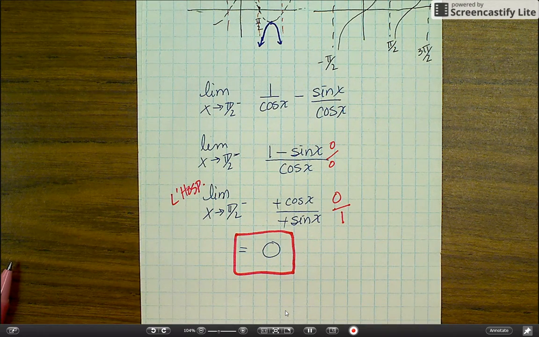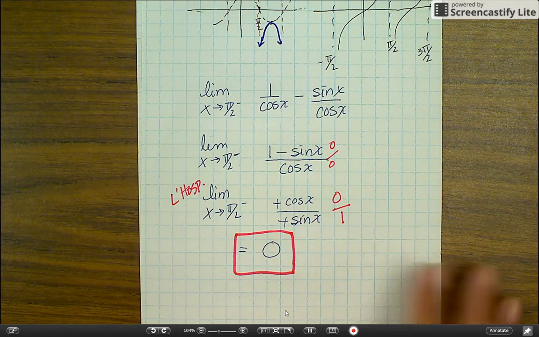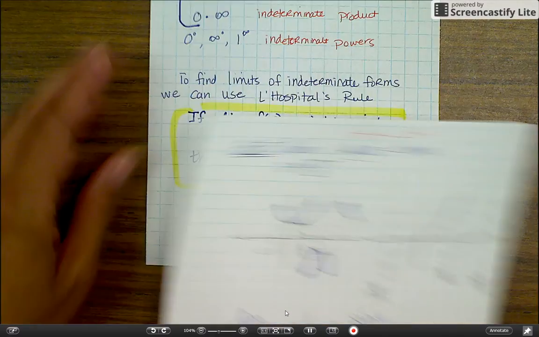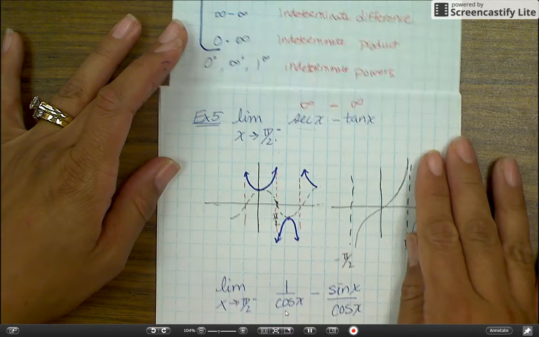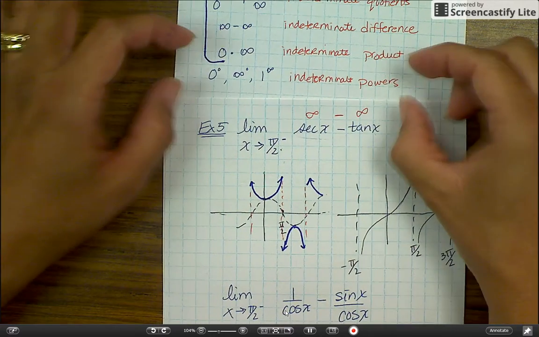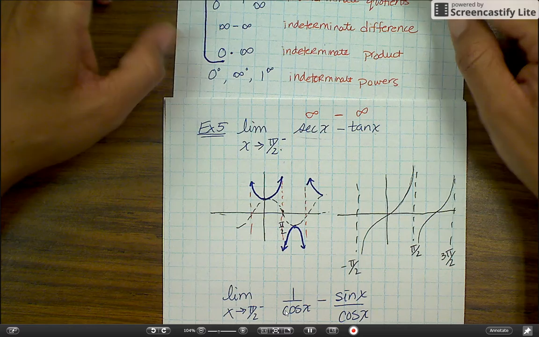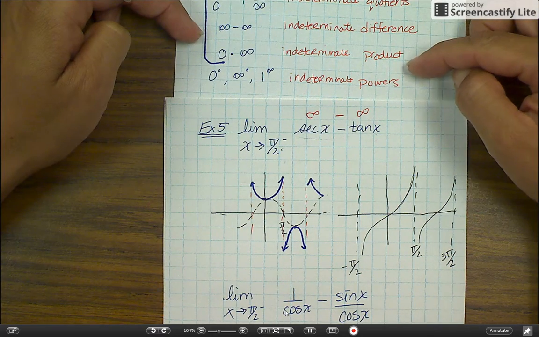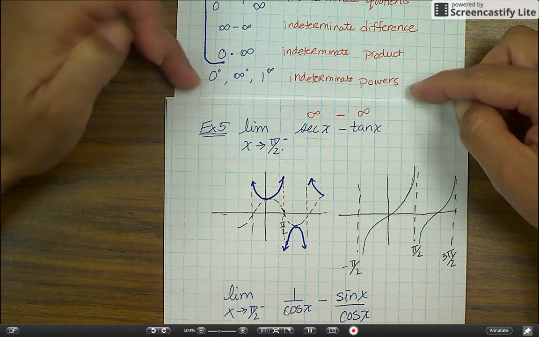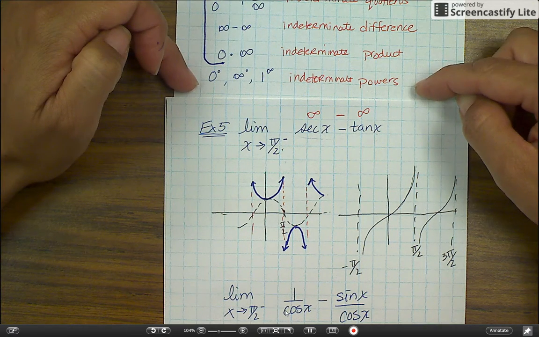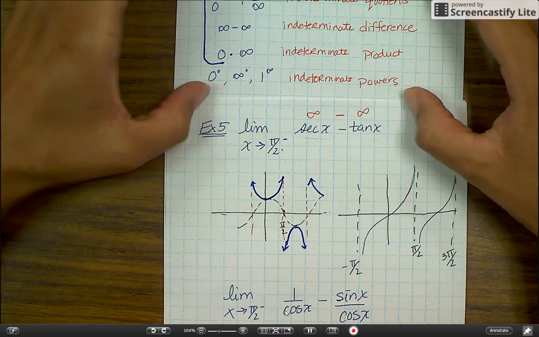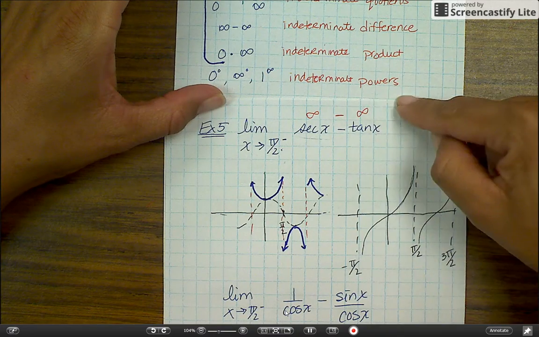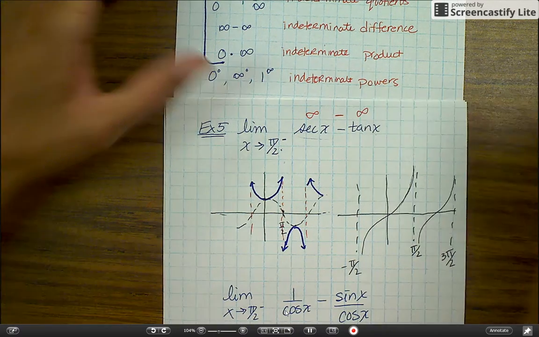Okay. Now, there is another situation that we have, which are indeterminate powers. So AB only needs to know these ones, quotients, difference, and products. But BC does need to know how to do indeterminate powers. So I am going to do a video also for situations where we have indeterminate powers.